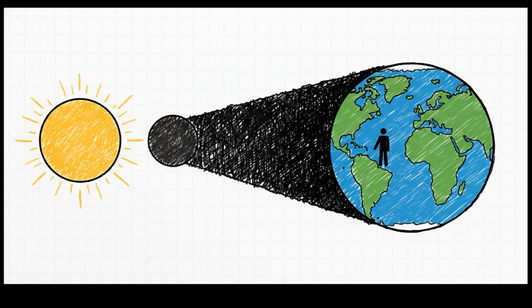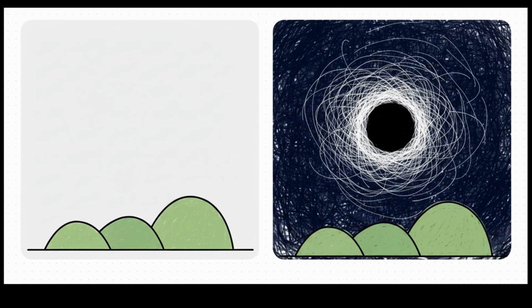But here's the catch. This absolute blackout only happens for people located perfectly in the center of the Moon's shadow as it sweeps across the Earth's surface. You literally have to be in exactly the right place at exactly the right time to catch this perfect block.